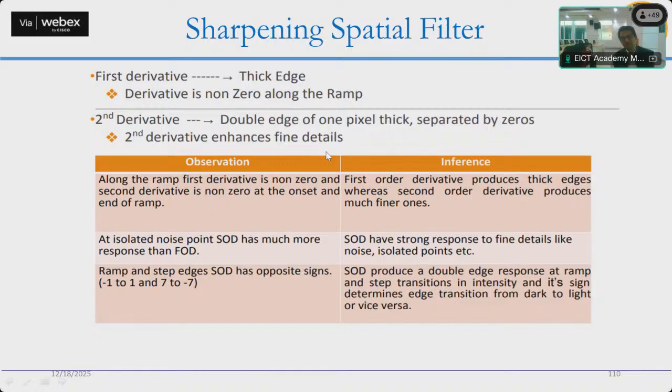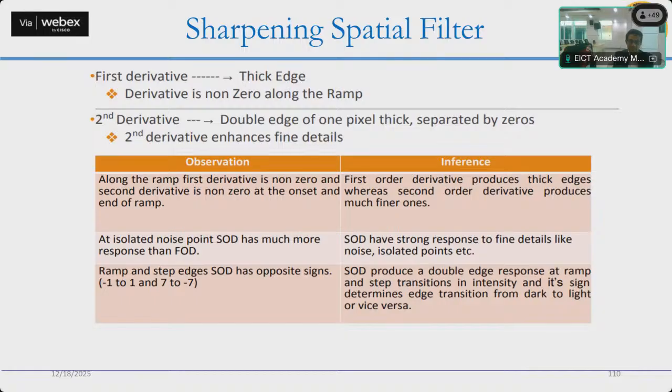So what is the purpose? The key difference is that the first derivative gives a thick edge, while the second derivative is used when fine details are there. For example, some boundaries are very thick and broad, but some are very, very thin. If you want to bring out those thin boundaries, you use the second derivative. At an isolated noise point, the second order derivative has a much stronger response than the first order derivative. So when noise points are there, you are easily able to extract the information using the second order derivative.